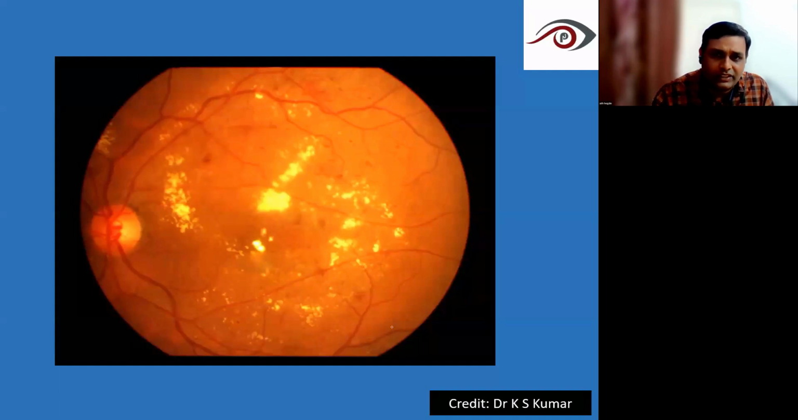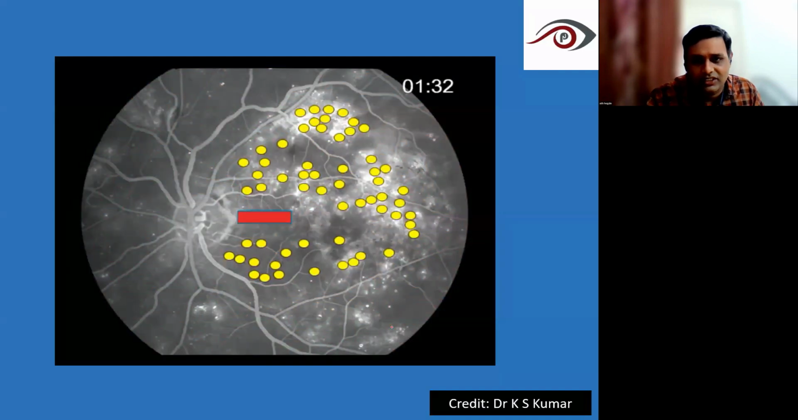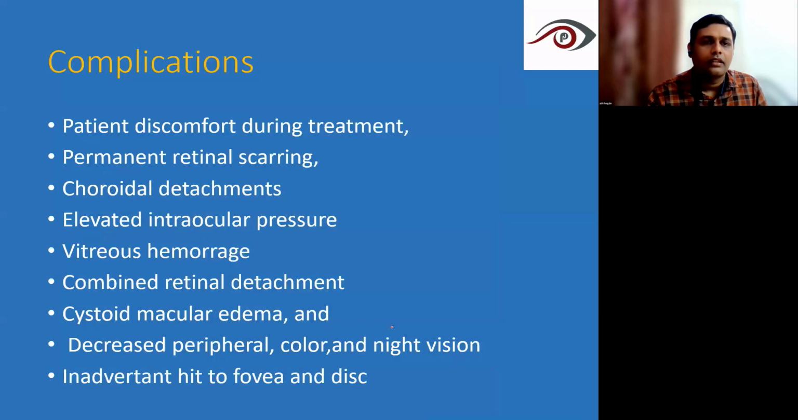Here in this image, you can see the patient has extensive macular edema with extensive hard exudates. So you do a fluorescein angiography and try to cover the aneurysms and cover the periphery, just close to the fovea. So that is how to do the lasers.